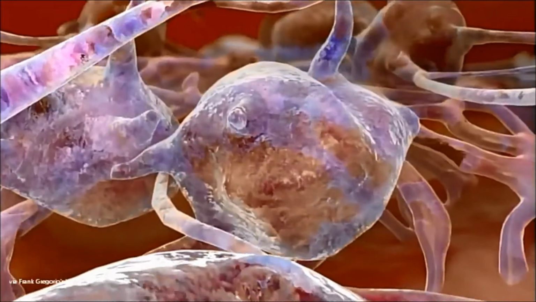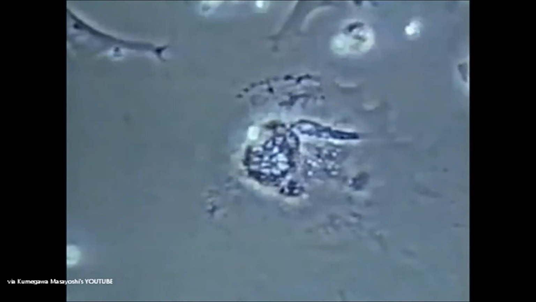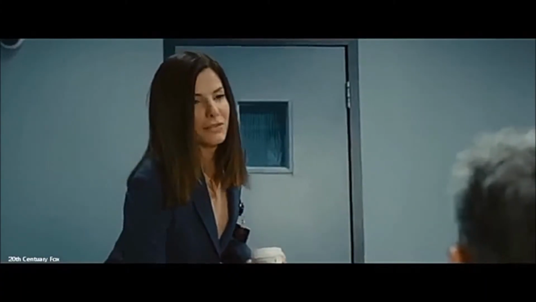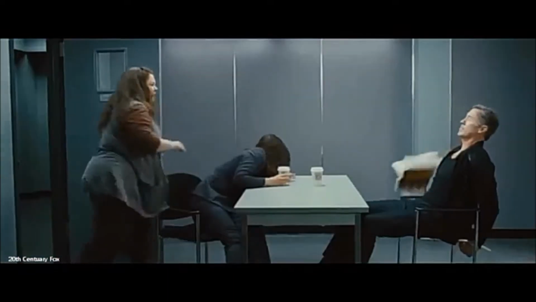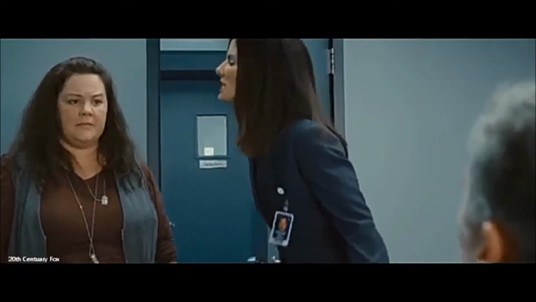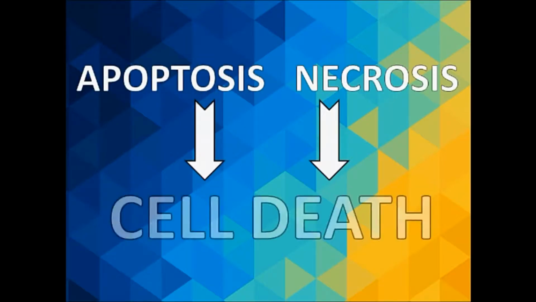Between 50 and 70 billion cells in your body die every day from both natural and pathogenic causes. There are two main mechanisms of cell death: apoptosis, the good cop, and necrosis, the bad cop. Both necrosis and apoptosis have the same end goal, cell death. How they go about it varies considerably and will be the focus of this video.